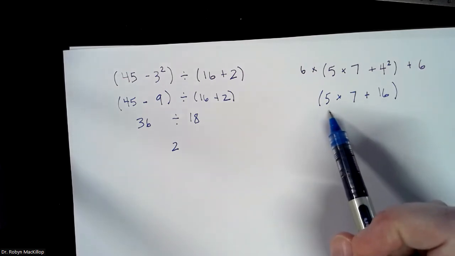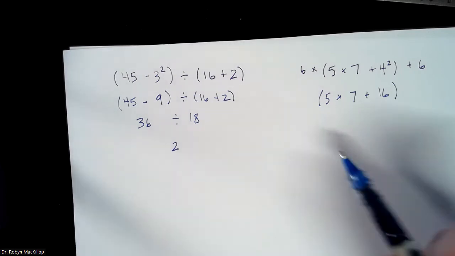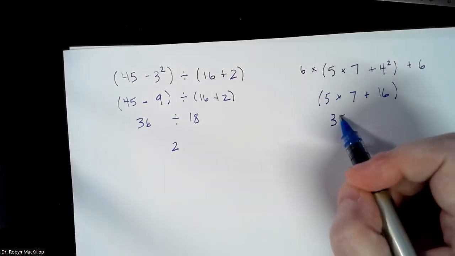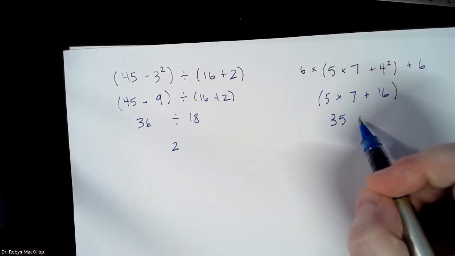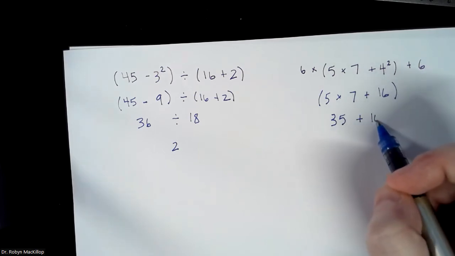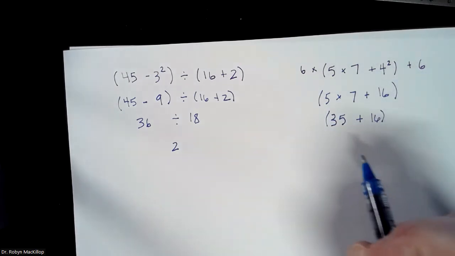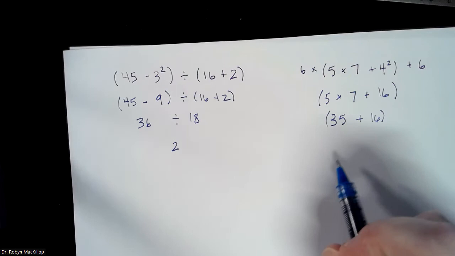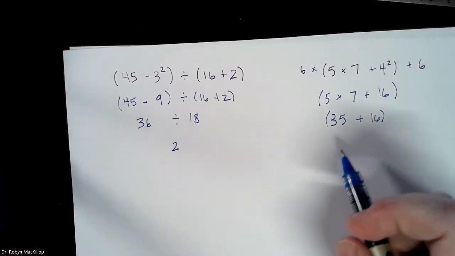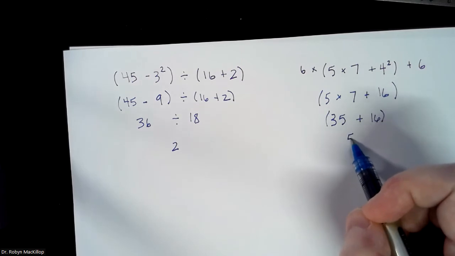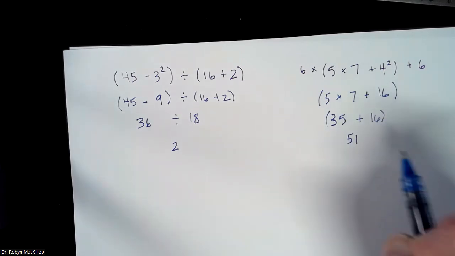Now, this is where multiplication comes before adding. You want to multiply 5 and 7. That's going to be 35 plus 16. And we're still not quite done. We've got one more to clear the parentheses. 35 plus 16 is going to be 51. All right, parentheses are gone.